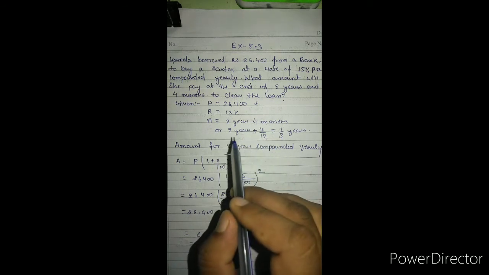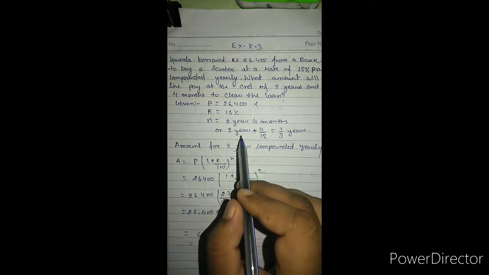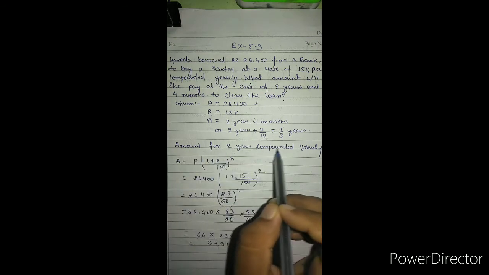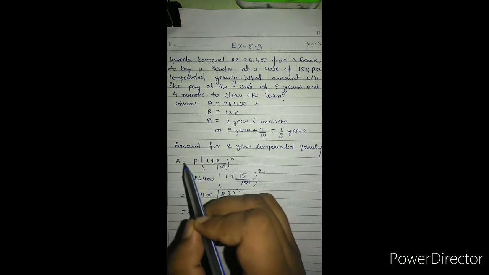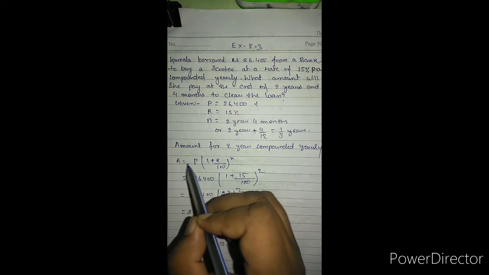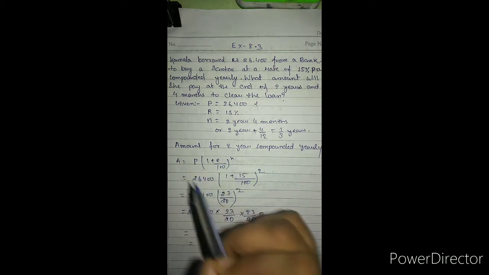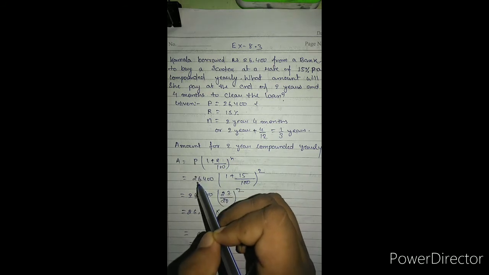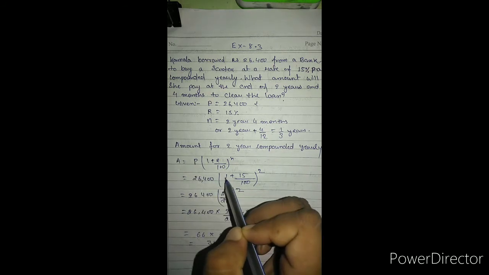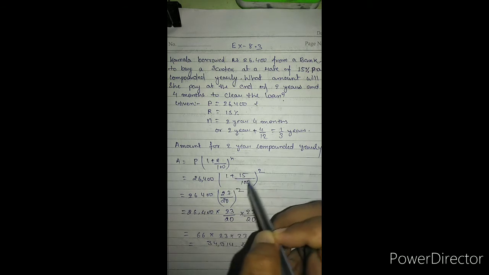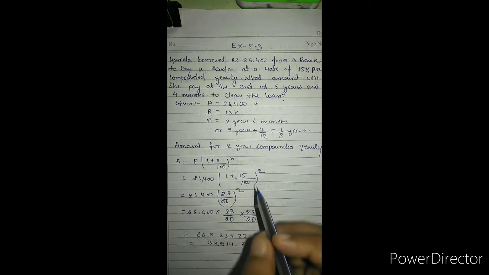For the 2 years compound interest, we have to first find out the amount. So the amount for the 2 years compounded yearly: A equals P into 1 plus R by 100 to the power n. It is the formula of amount. So here P is 26,400 rupees into 1 plus R, which is 15%, by 100, and n is 2 years.